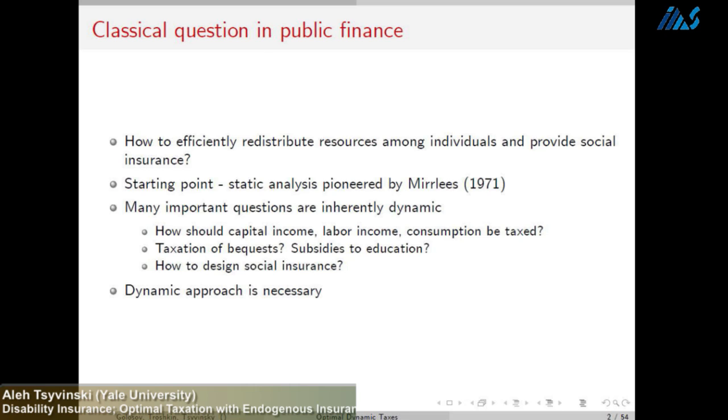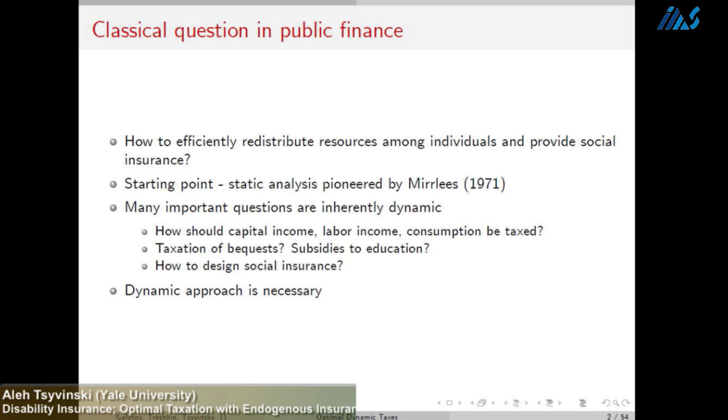So the starting point, I think, of answering this question in a static framework is done by Jim Mirrlees. It's the way how to write down this problem, the way how to resolve the trade-off between insurance and incentives. It is more or less done by Jim Mirrlees and quite significantly extended by Emmanuel Seitz and by Peter Diamond in better understanding of what Mirrlees implies.